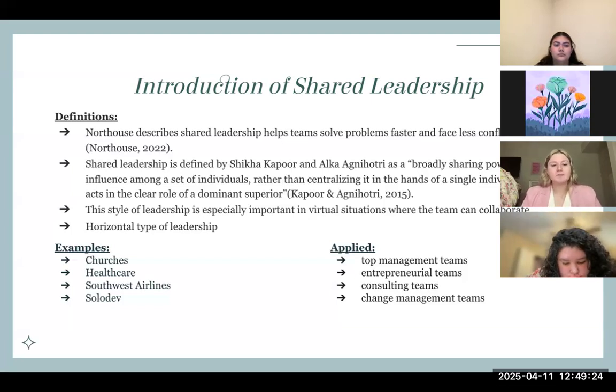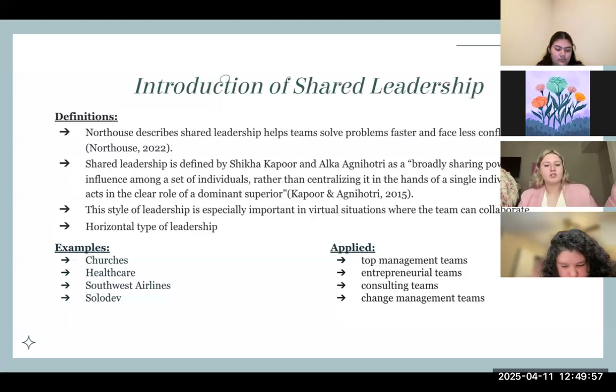So this allows people, especially in virtual situations, to collaborate and see where there'll be less conflict, because there's not as much of people just saying, okay, you do this, you do this, you do this. There's not as much ownership otherwise, and people take a lot more pride in their work when they're able to collaborate and make some of the decisions.